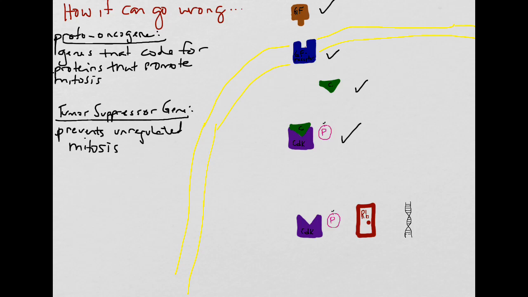Unregulated mitosis. So we said P53 was the example here. I didn't draw him in my picture yet. We said that P53 is the one who can prevent unregulated mitosis. It's his job to say, hey, you guys are not checking your DNA well. You got a mistake here. We got to stop. So that's a tumor suppressor gene.